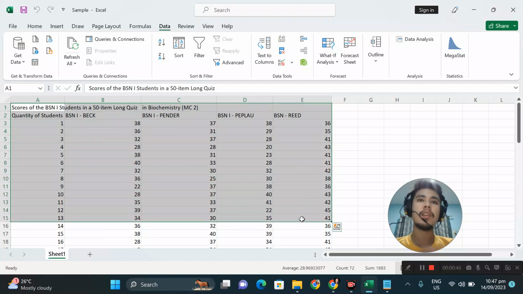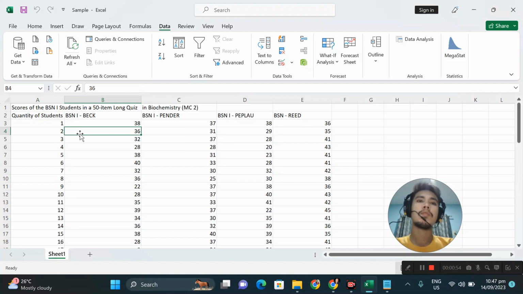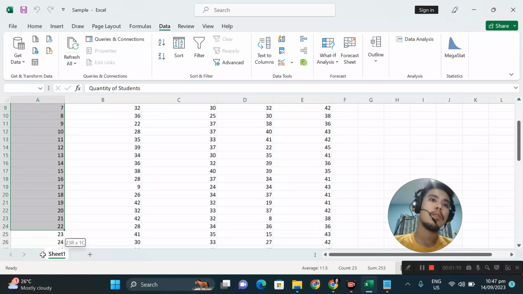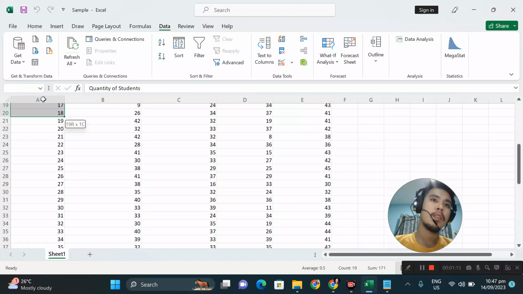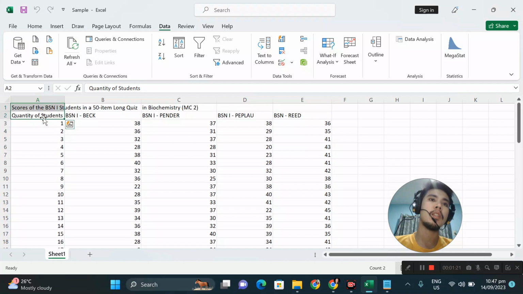So this entire table represents the distribution of the scores of my BSN1 students from the different blocks or sections during our 50-item quiz in biochemistry with the course code of MC2. This first column, down to the very last digit, portrays the number of students who are enrolled in my biochemistry class for this semester.